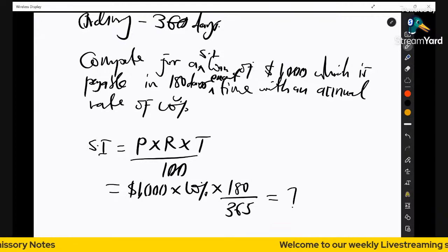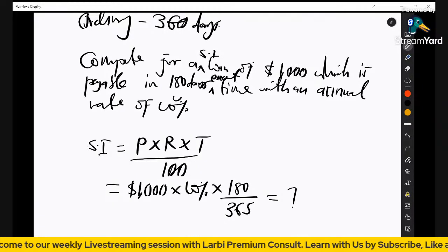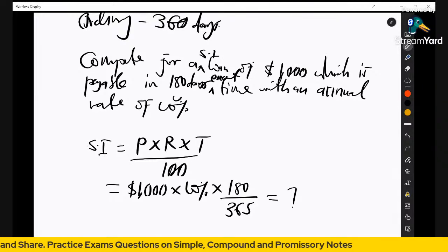But if the question had said, let's say, 180 ordinary time instead of 180 exact time, that will have been 180 divided by 360, and you are done. So those are the two approaches when it comes to the contemporary way of computing simple interest based on the time period of payment by the borrower. If you have any question, you can let me know going forward.